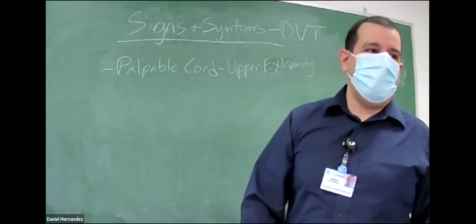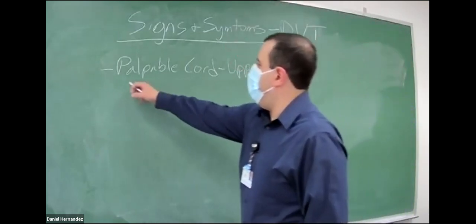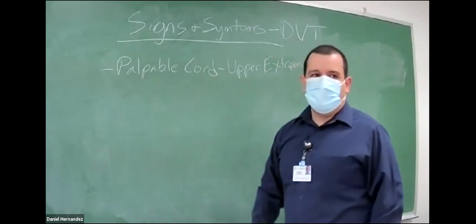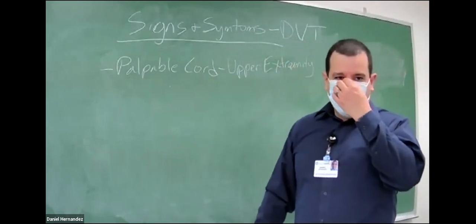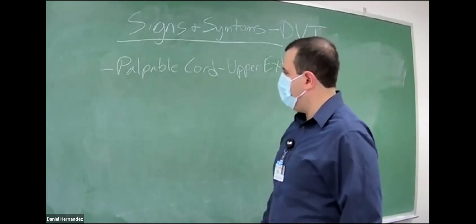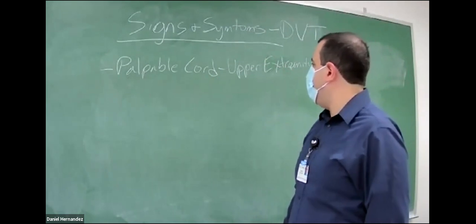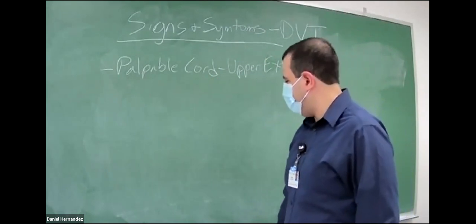Now, a superficial vein, you'd be able to palpate. So this could be a potential indication for doing an exam if they want to rule out superficial phlebitis or thrombophlebitis. If you want to assess the greater saphenous vein or the small saphenous vein, you could do that for the legs.